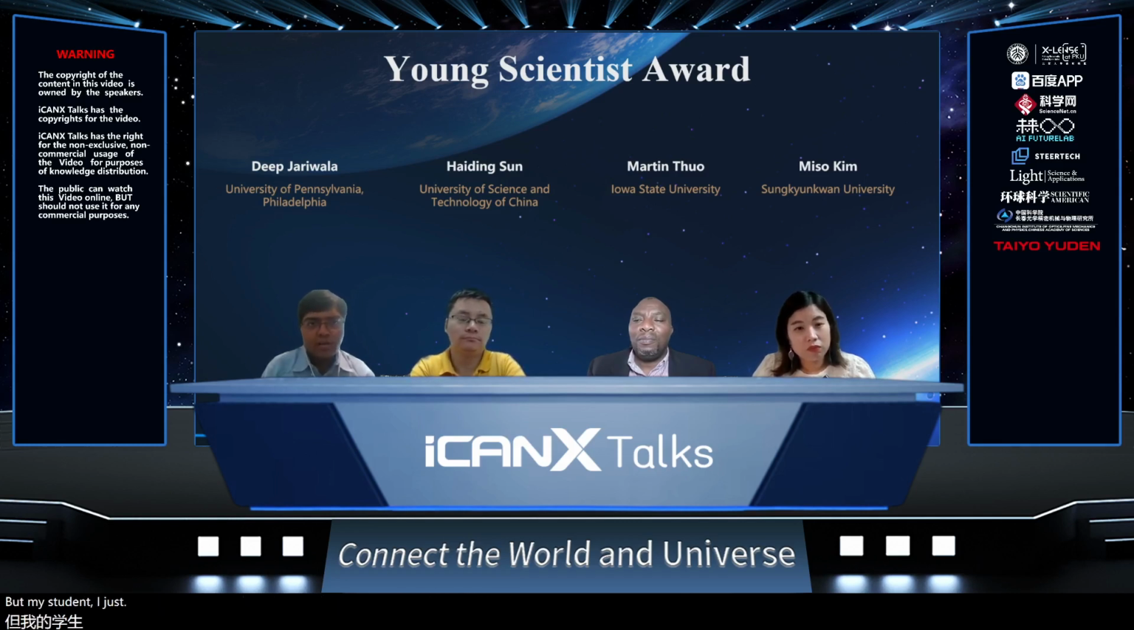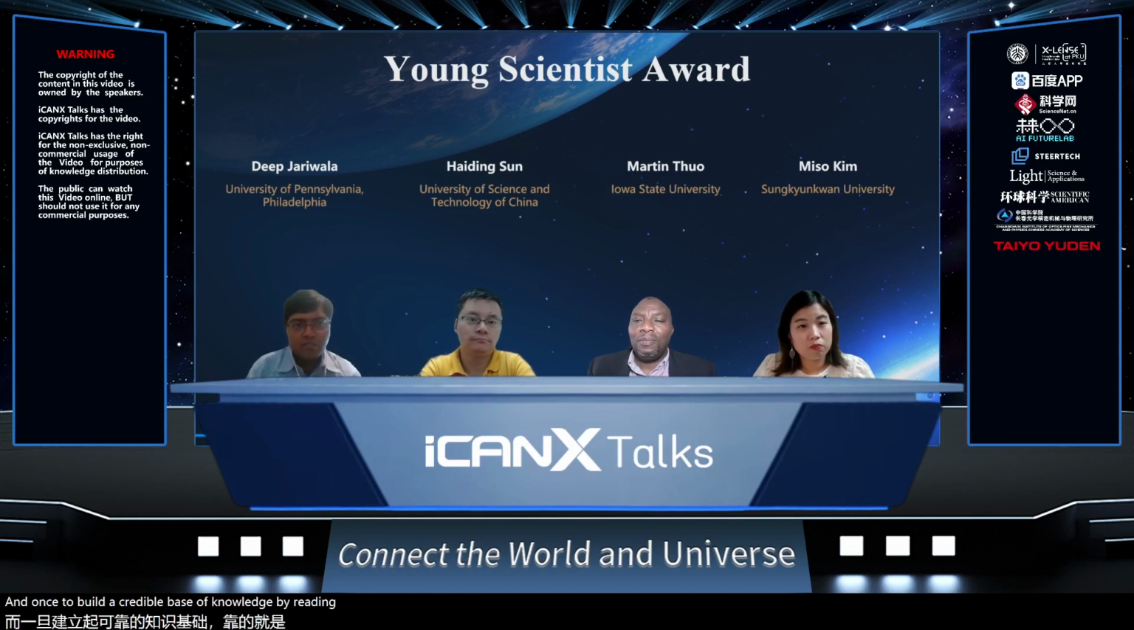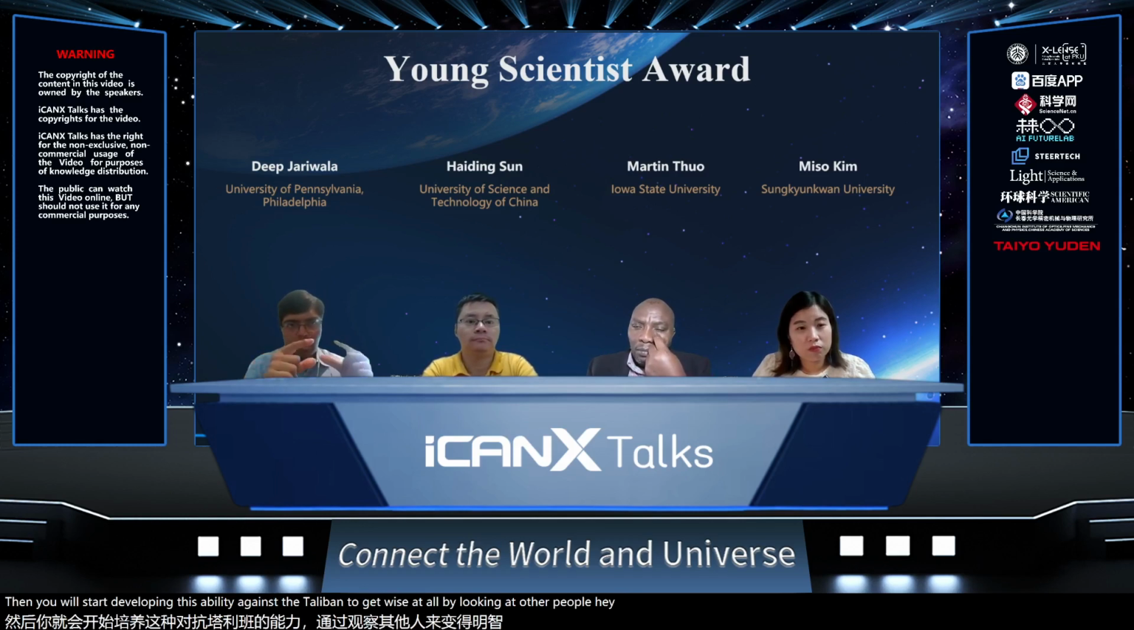I just tell them to go learn about many different things, read a lot of papers, read papers from many different areas. And once you build a critical base of knowledge by reading from many different areas and many different fields, then you will start developing this ability, again, with help of your advisor or by looking at other people, how to connect pieces of knowledge from different areas of research.